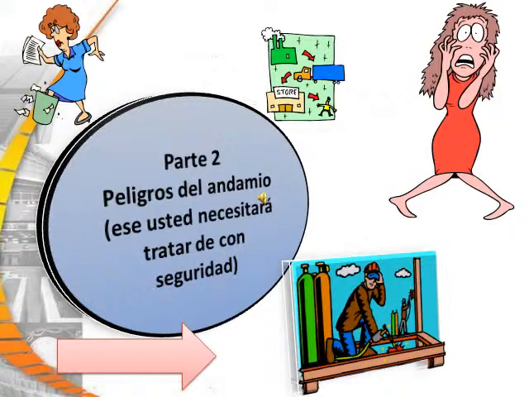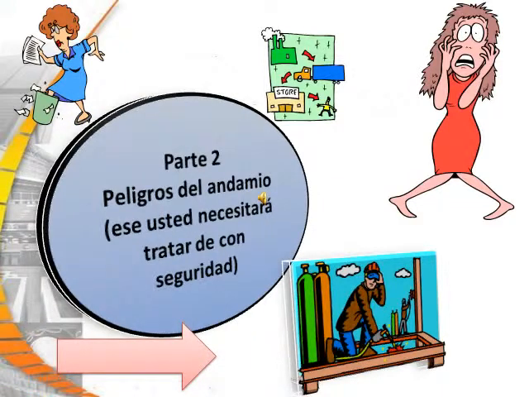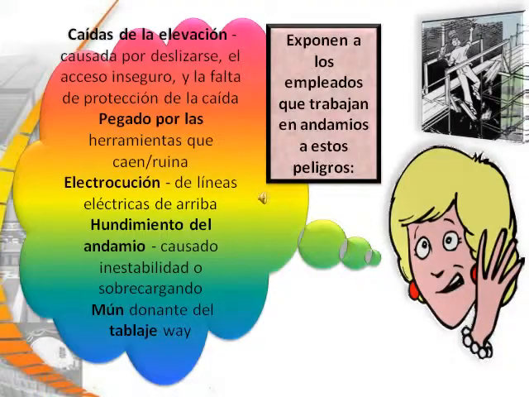Part 2, Scaffold Hazards. Falls from elevation can be caused by slipping, unsafe access, and the lack of fall protection. Other hazards include being struck by falling tools and debris, electrocution from overhead power lines, and scaffold collapse caused by instability or overloading, as well as bad planking giving way.